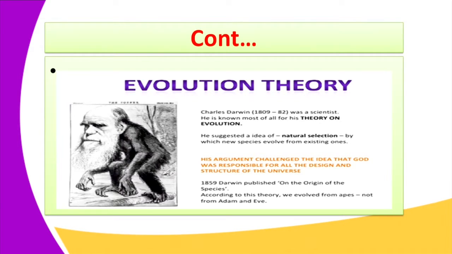He came up with this by studying natural selection. He was able to criticize what is there in the Bible, that God was not responsible for the design and also the structures of the universe. And therefore, according to his theory, he discussed that we human beings, or rather man, evolved from ape, not from Adam and Eve, as it is there in the Bible.